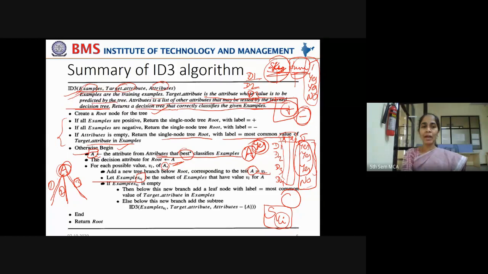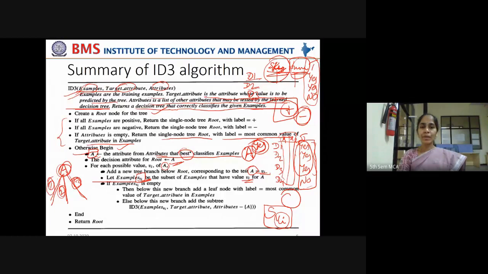So the possible values are greater than 10,000, greater than 20,000, greater than 30,000, right? Now you are taking that value. Let examples S_vi be the subset of examples that have the value vi for A. So you're considering all the training examples where the income value is greater than 10,000, greater than 20,000 and greater than 30,000. All those values you are considering on each branch.